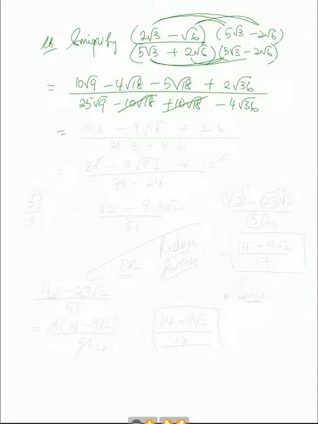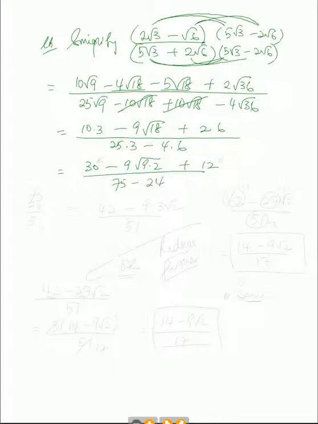Okay, so let's clean things up. This is going to be 10 times 3. These 2 pieces are actually going to combine, so that's going to be minus 9 square root 18 plus 2 times 6. And at the bottom is 25 times 3 minus 4 times 6. So what I have is 30 minus 9 square root 18, I'm going to break it down as 9 times 2, plus 12. And 25 times 3 is 75.